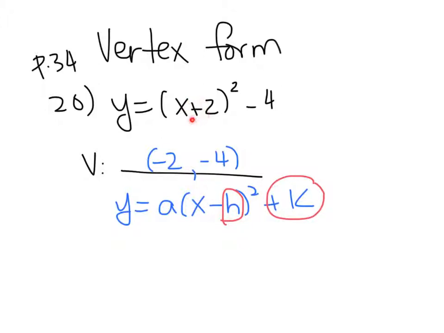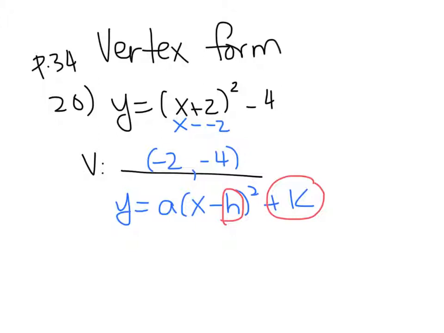If you see a plus 2, this is the same as what? This is the same as x minus negative 2, isn't it? So don't forget that part of the formula is a minus right here. So then what is my h now? A negative 2. That's why you've got to switch the symbol every single time.